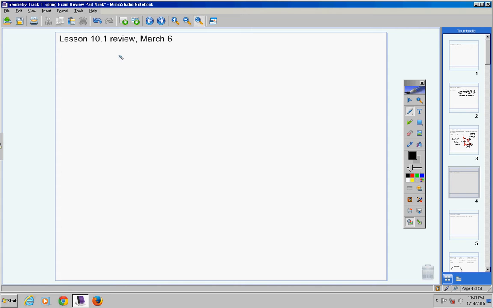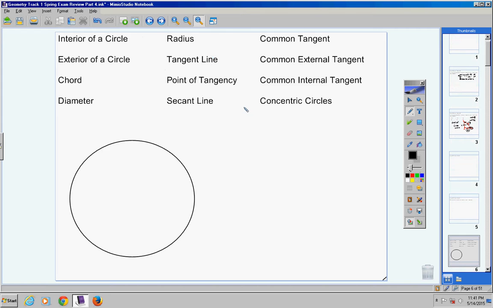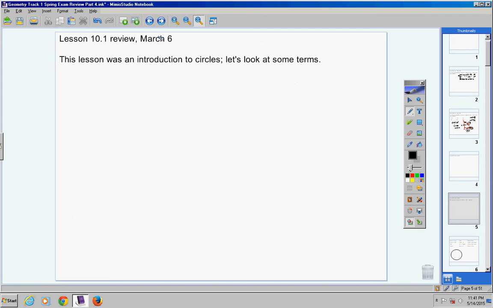Alright, now we're on to chapter 10, and we studied chapter 10 on March 6th, okay? This lesson was an introduction to circles. Let's look at some terms. Now students, this is all in your notes if you'll look on March 6th, okay?